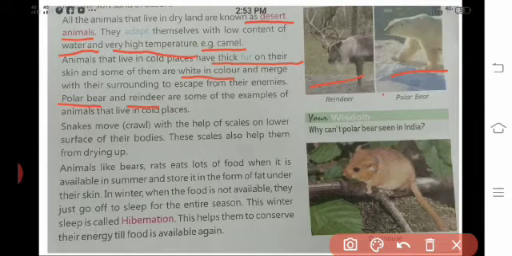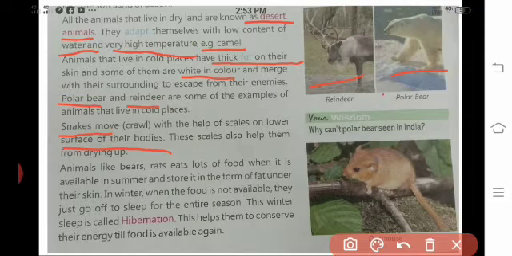Next you can see how snakes move. How do they move? They crawl on the ground with the help of scales on the lower surface of their bodies. The scales also help them from drying up.